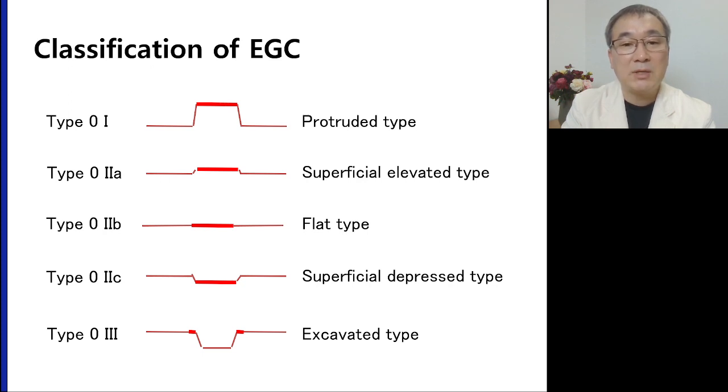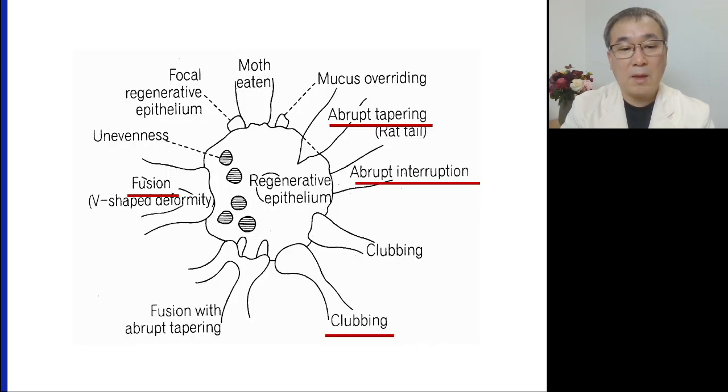The most common type is EGC 2C. As you can see in the cartoon, EGC can have a lot of fold abnormalities and border changes. Typical abnormal folds in EGC include abrupt tapering, abrupt interruption, clubbing, and fusion.